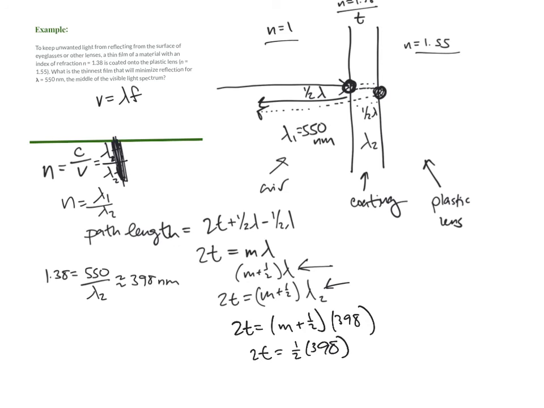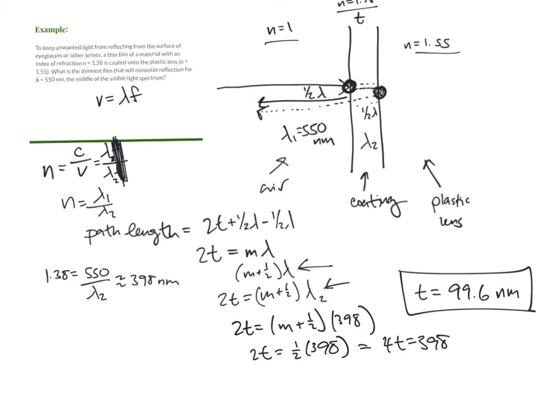All right, so all that's left to do is solve this for t. You do 4t equals 398, so divide 398 divided by 4, and that gives you 99.6, and that's nanometers for your thickness.